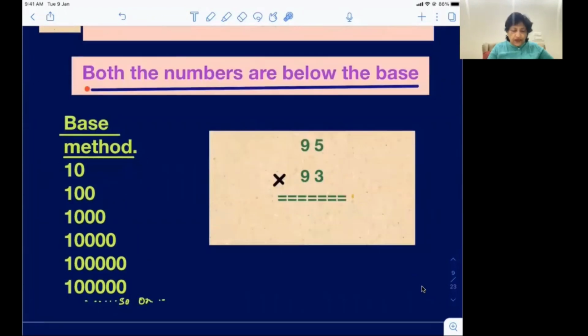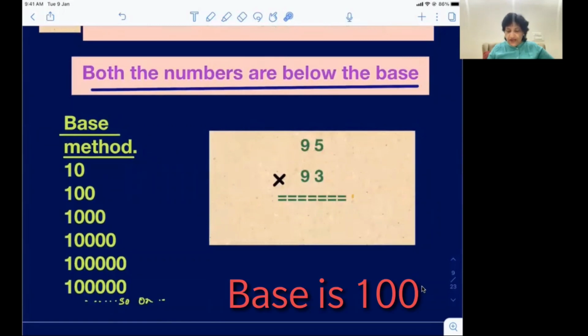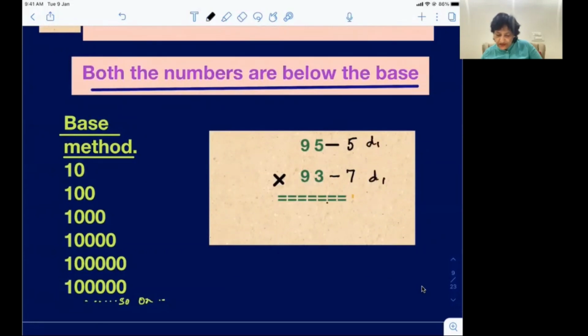Now we are taking up the condition where both the numbers are below the base. So 95 and 93, both these numbers are below the base. But below the base means minus. When it is below the base, we have minus. And how much below the base? 95 is 5 below the base. And 93, how much is it below the base? It is 7 below the base. Now we have got these two deficiencies, deficiency 1 and deficiency 2.